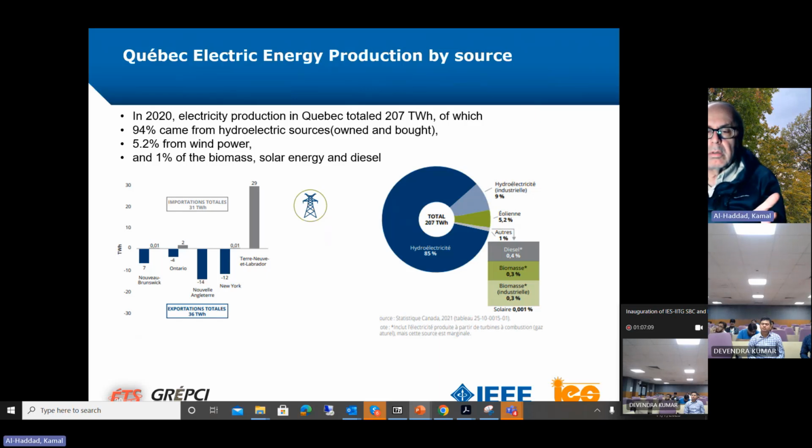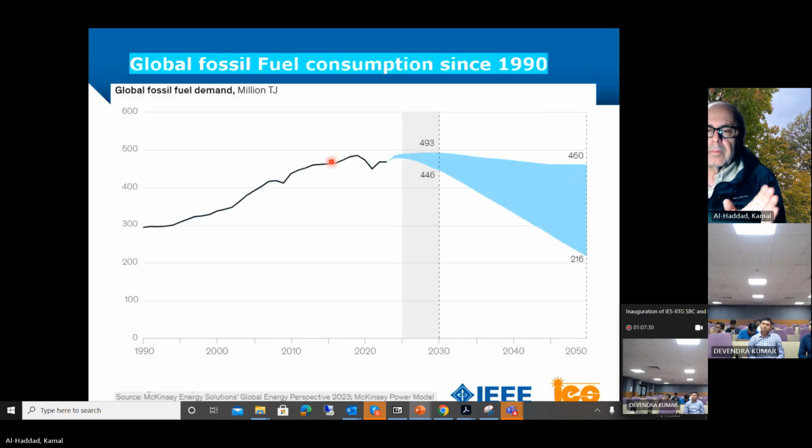Electricity production in 2020. I will show you the plan. 94% of our energy comes from hydroelectricity, 5.2% from wind power, and 1% from biomass, solar, and diesel. We are not a country rich in solar energy either. Globally, our forecast matches the global world forecast, as you see here.